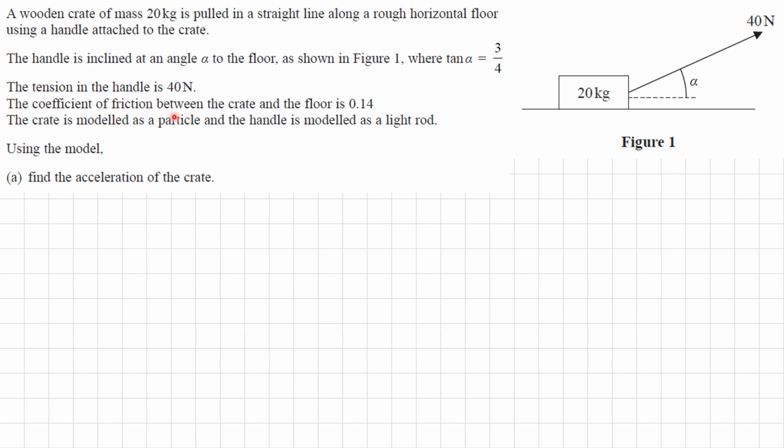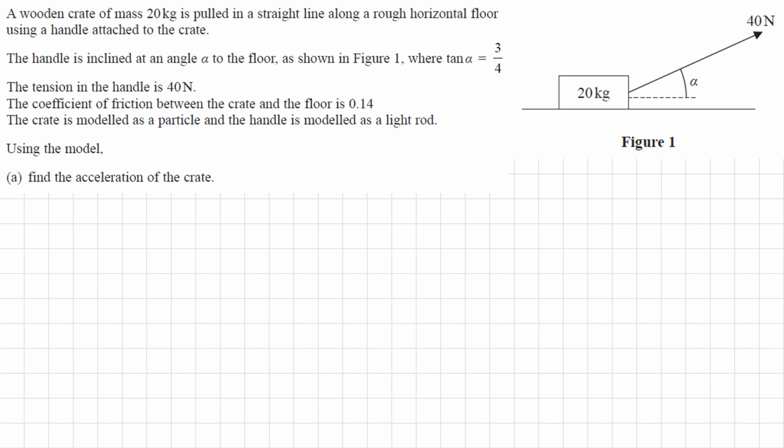The coefficient of friction between the crate and the floor is 0.14. The crate is modelled as a particle and the handle is modelled as a light rod. Using the model, part A, find the acceleration of the crate.